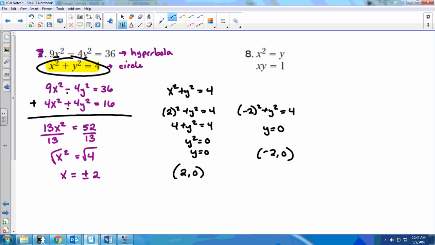You don't have to solve for x or y if that's not what you have, as long as the variables match. So if I had done this substitution-wise, I would have had x squared equals 4 minus y squared, and I would have just changed the x squared term in the first equation. So that's another approach to the problem. You get the same exact answer. Okay? Questions on the third example?